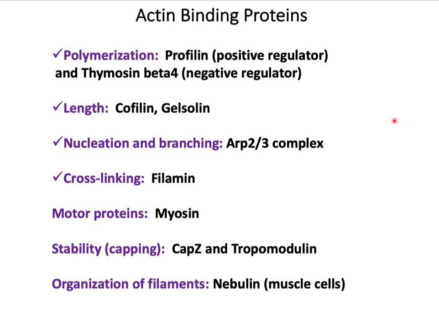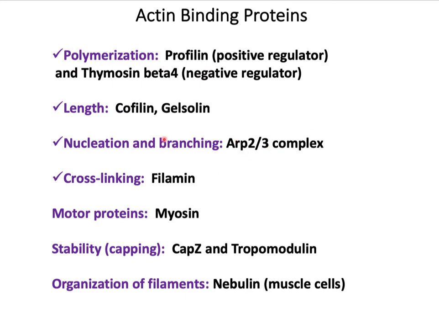So there are proteins that regulate the polymerization of actin, and these include profilin and thymosin beta 4. There are proteins that can control the length of the actin filaments, including cofilin and gelsolin. There are proteins that regulate the shape of the filaments, and cause them to branch or nucleate into new actin filaments at branching points. An example of this is the ARP2/3 complex.